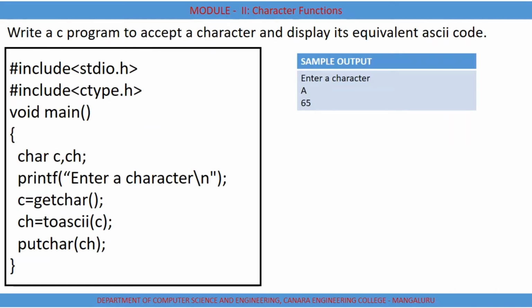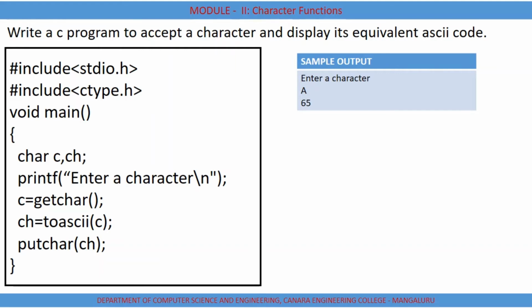Now we'll see a program to accept a character and display its equivalent ASCII code. So in this program, we have to accept a character from the user and display the equivalent ASCII code. So we'll make use of the built-in function, that is toascii.